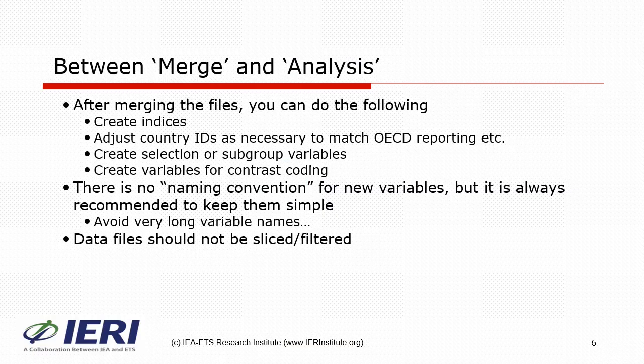After you have merged the files, you can do the following. You can create indices, adjust country IDs as necessary to match OECD reporting styles or guidelines, create selection of subgroup variables, create variables for contrast coding, etc. You can basically do any type of file manipulation with the merged file. There's no naming convention for the new variables, but it is always recommended to keep them simple. Avoid very long variable names. And one last piece of advice, data files should not be sliced or filtered. This is one of the options that SPSS provides for saving files.